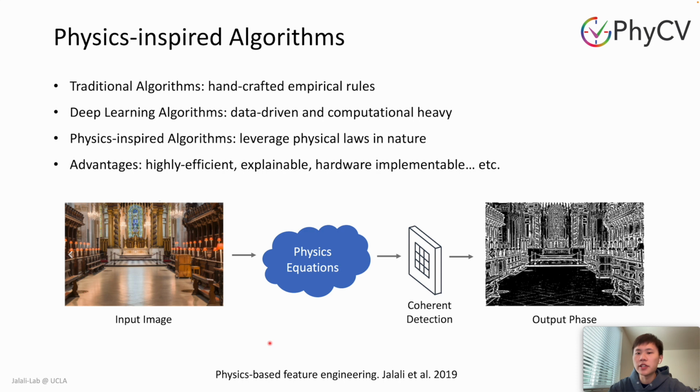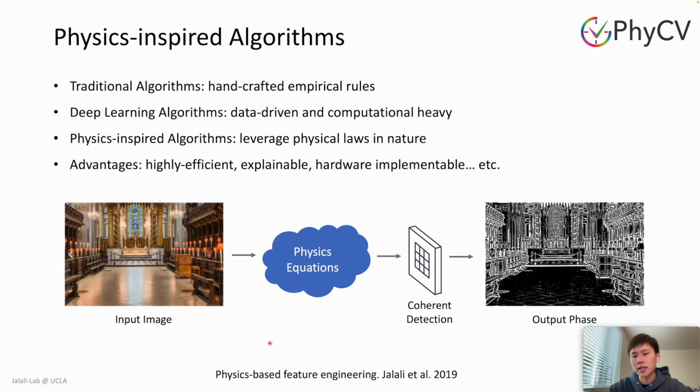To be more specific, PhyCV leverages the knowledge of optical physics and adapts it to computational imaging. The algorithms emulate the propagation of light through a physical medium with natural and engineered diffractive properties, followed by coherent detection. The diffractive medium will apply a phase kernel to the frequency domain of the image and convert a real-valued image into a complex function. After coherent detection, the output phase contains useful features of the input image.